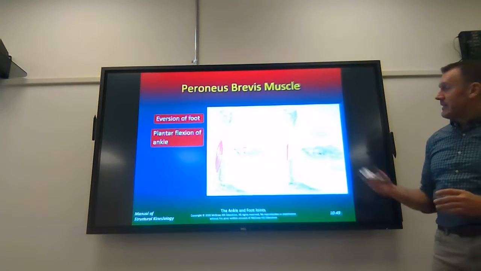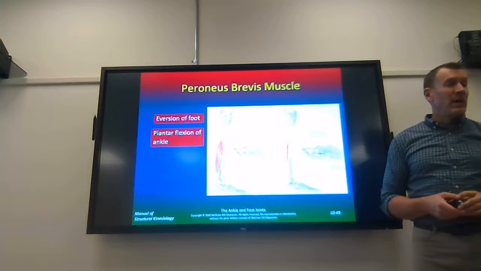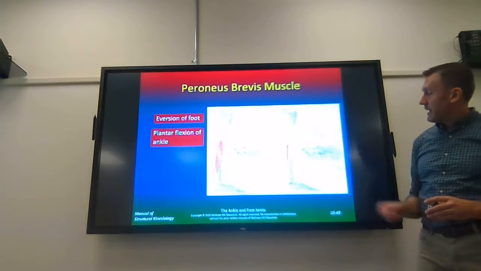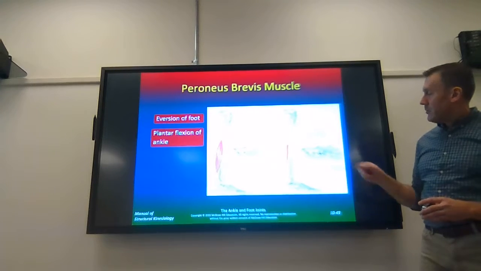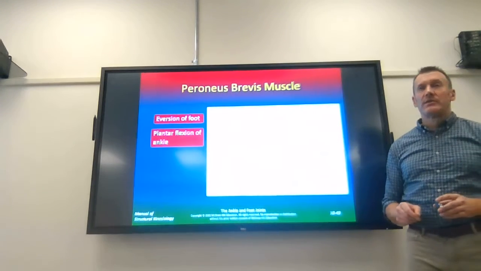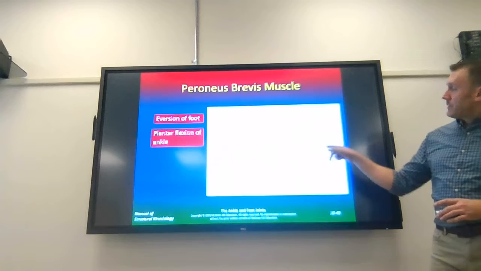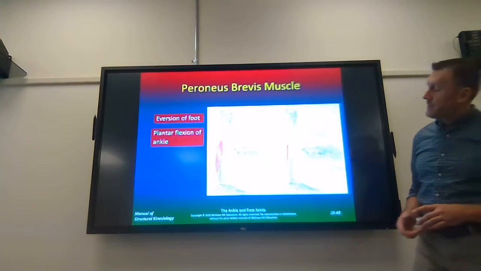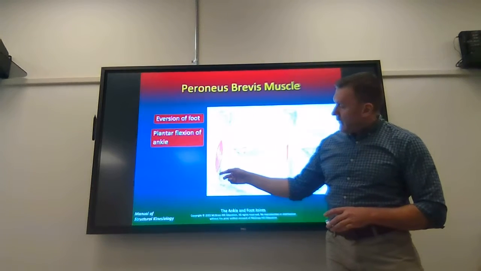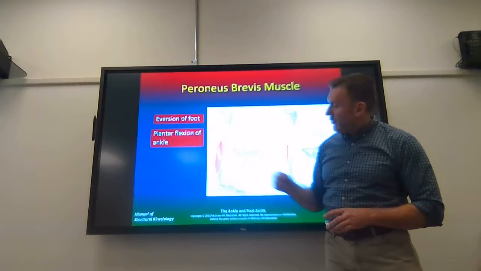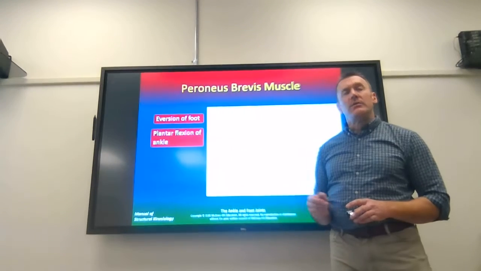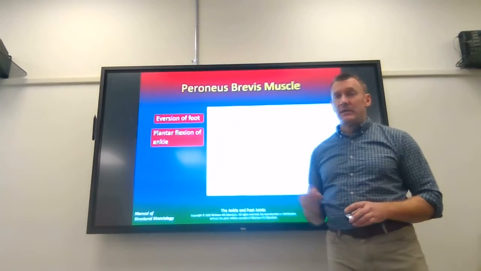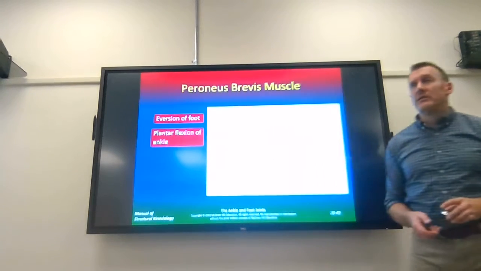Peroneus brevis is not quite so long on the tendon. It has its insertion here at the styloid process, sometimes called the tuberosity of the fifth metatarsal. So it's that bony prominence there on the lateral side of the foot. This muscle also passes behind the lateral malleolus. So remember, the malleoli serve as pulleys. So it gives those two muscles a mechanical advantage.